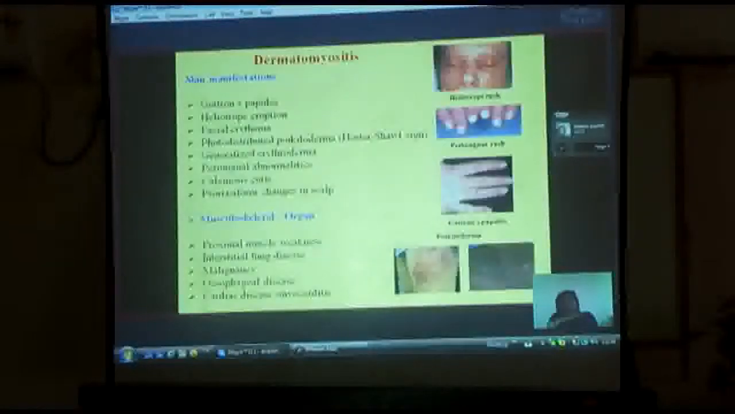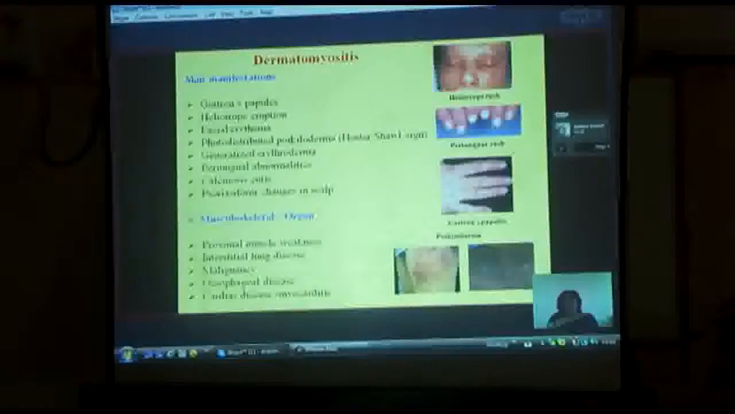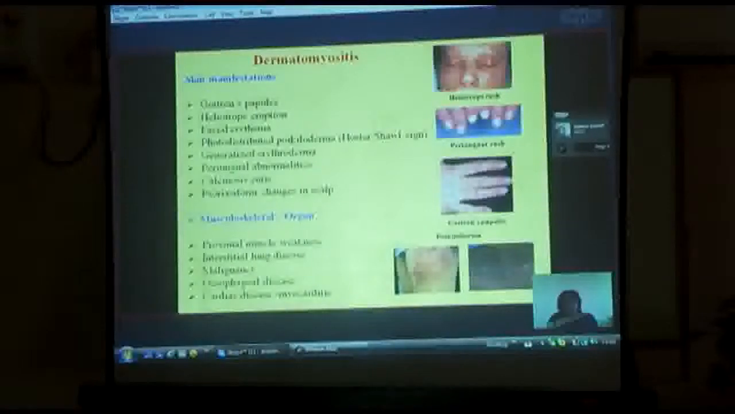Coming to dermatomyositis, again a condition with a lot of skin involvement. Gottron's papules, which are erythematous thickened lesions seen in the DIP and the PIP joints, less commonly in the MCP joints. Heliotrope eruption, a bilateral lesion around the eyes. Facial erythema, poikiloderma, V sign or shawl sign depending on the skin distribution. And these are photosensitive rashes. They can present with generalized erythroderma or periungual abnormalities, calcinosis cutis, or psoriasiform changes.